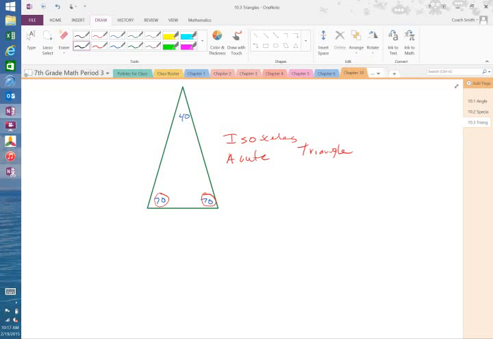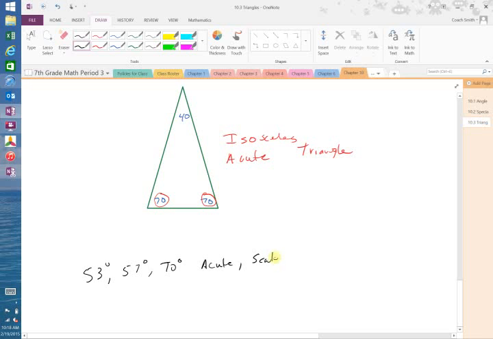Now, therefore, I don't really even have to give you the triangle itself. I can say the triangle is 53, 57 degrees, and 70 degrees. Okay? And if I'm classifying that triangle by its sides and by its angle measurements, it would be acute, and it would be scalene. Okay? And that's how you classify it.